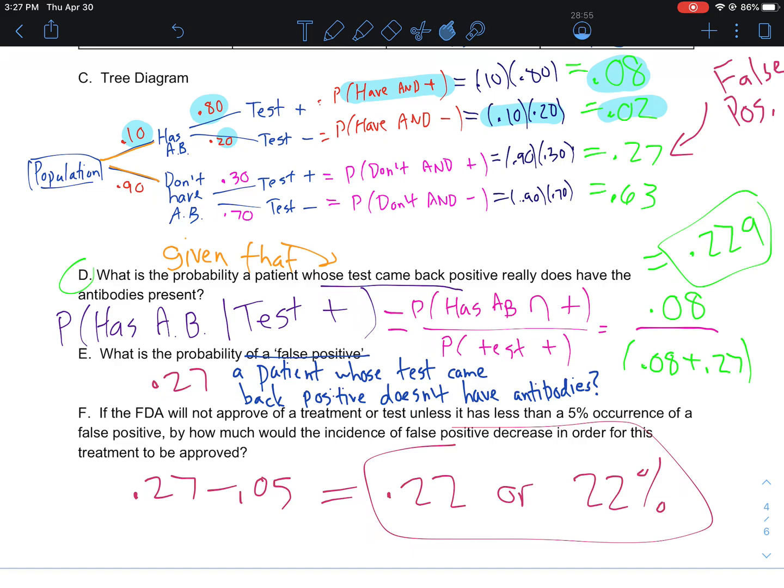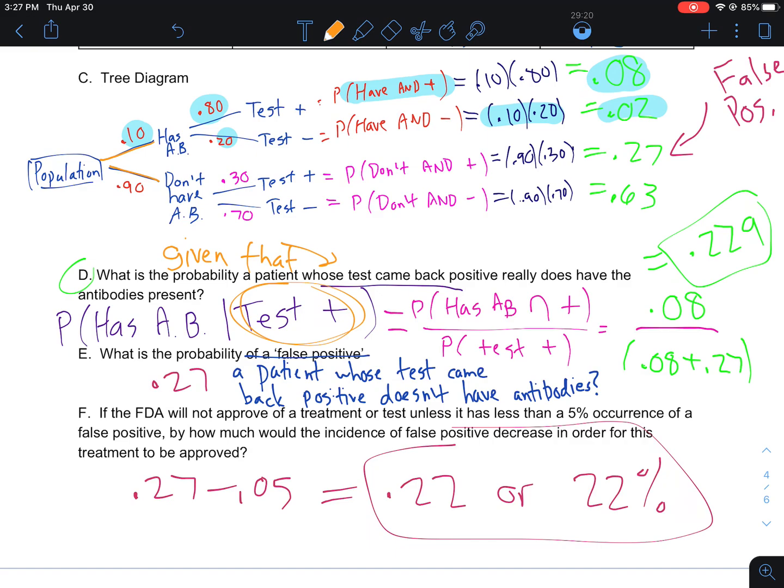So I guarantee anytime you're doing a tree diagram, there's usually a question like D or E. And here's what D says. What's the probability a patient whose test came back positive really does have antibodies? Now, you don't have to know your fancy formula here if you don't want to. You could probably just show your work. But what I wrote here was the following.